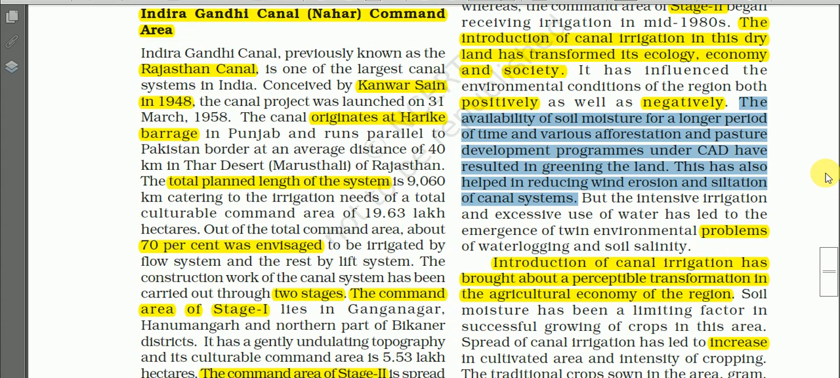Not only this, the canal has also helped in reducing the wind erosion. Because of plantation of trees and grasslands, wind erosion is reduced, and so is the siltation in the canal system. When there is wind, the wind will carry the sand and throw it into the canal. Once trees and grasses are grown, wind erosion is checked, and hence siltation, meaning deposition of sand in the canal, is reduced.